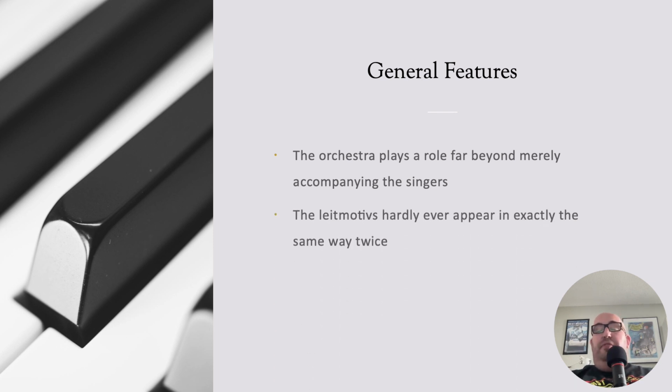Second are transformative leitmotifs. The leitmotifs rarely remain static and unchanging. Instead, they undergo subtle transformations each time they reappear, adapting and evolving in response to the unfolding drama. This dramatic portrayal of the characters' emotions adds depth and nuance to their psychological journeys, making it a defining characteristic of Wagnerian drama.